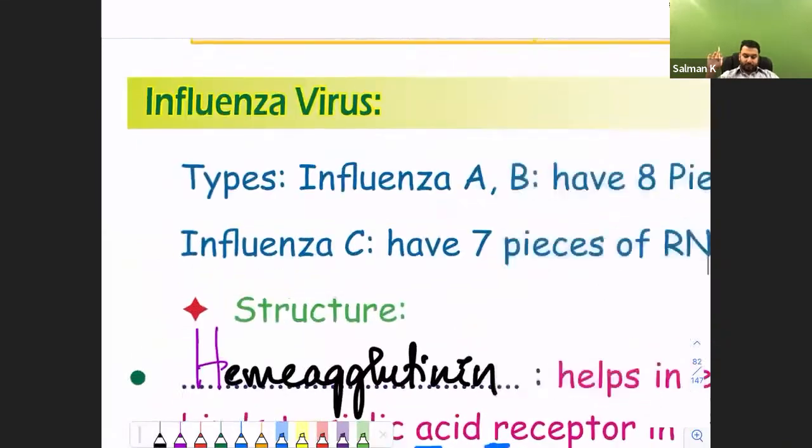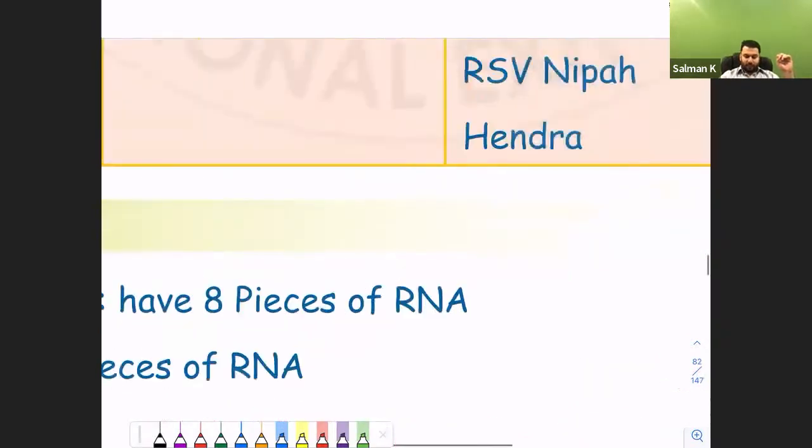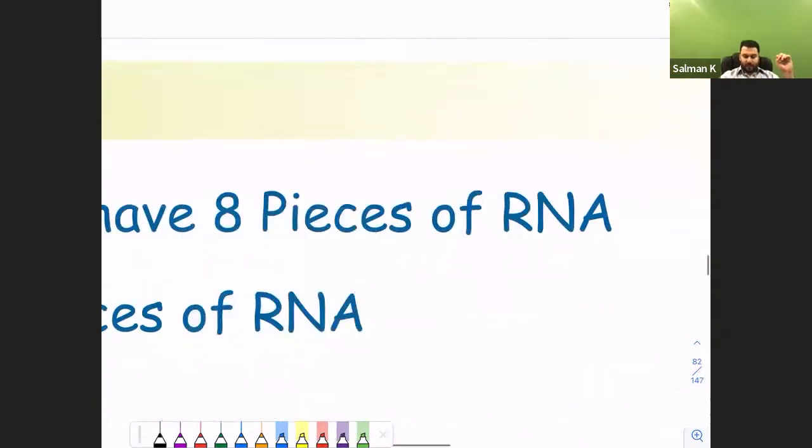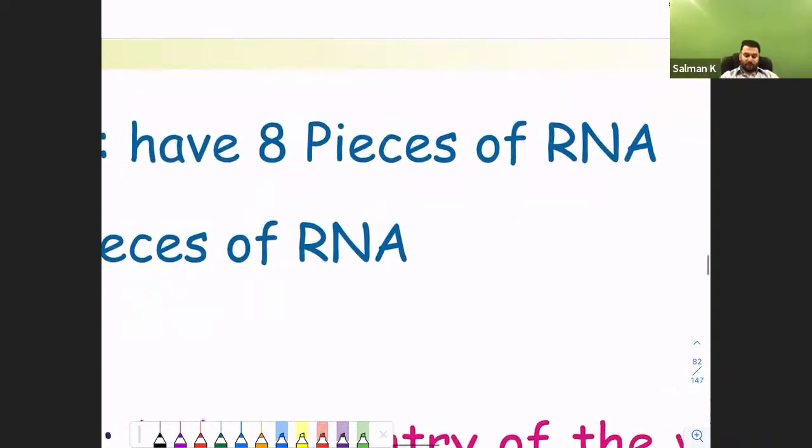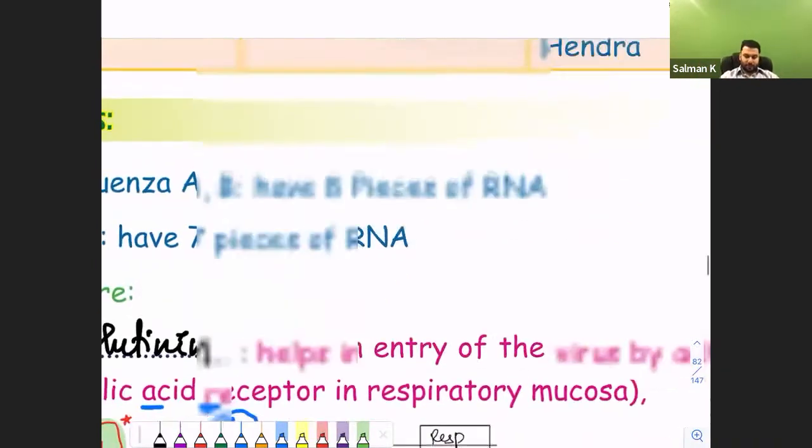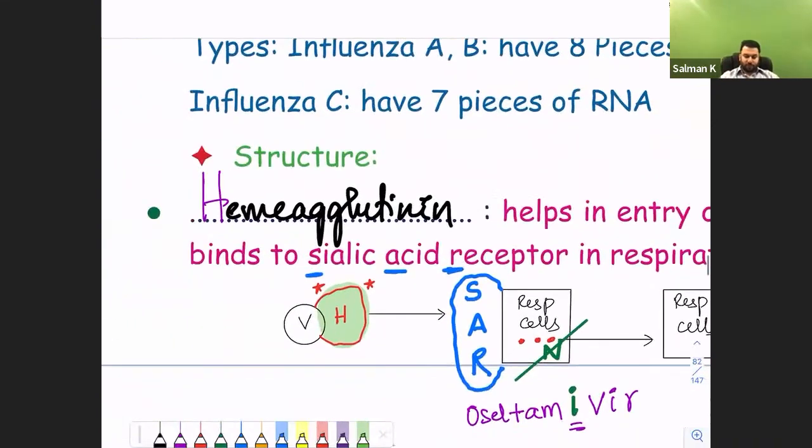Next, you might remember influenza virus. Influenza virus is the one that causes the bird flu, swine flu, etc. Influenza virus is the one to cause the flu. Next, influenza virus has a very characteristic number of pieces of RNA. It has 8 pieces of RNA. So this is what you should know.